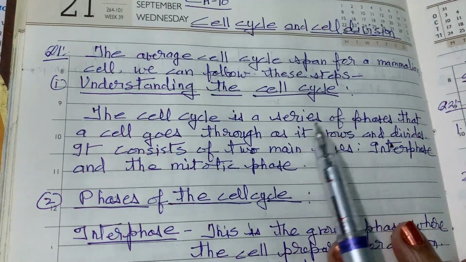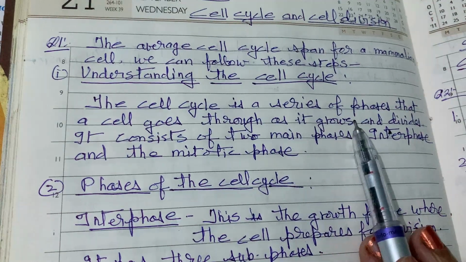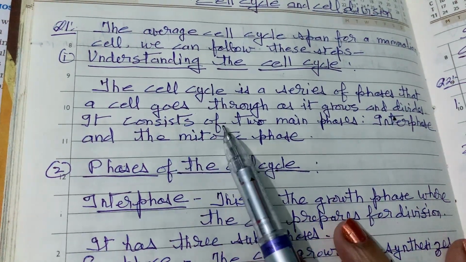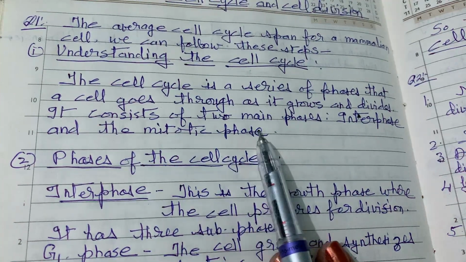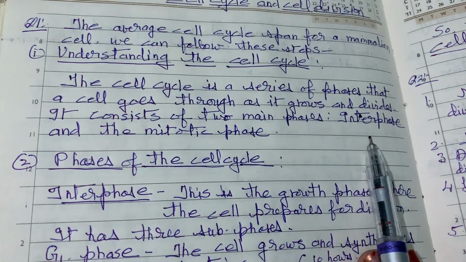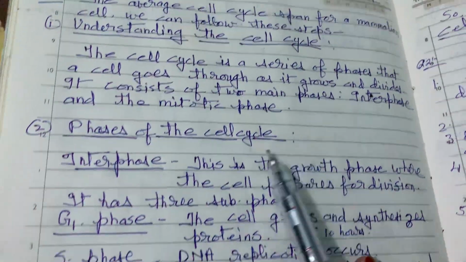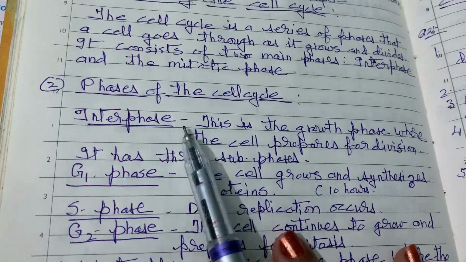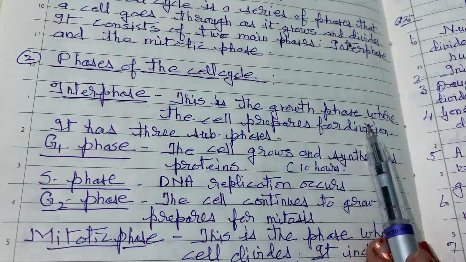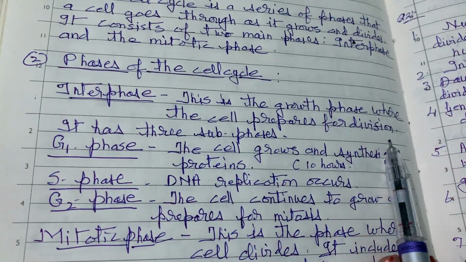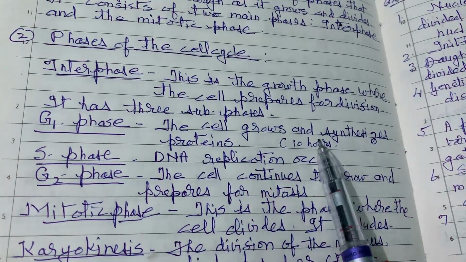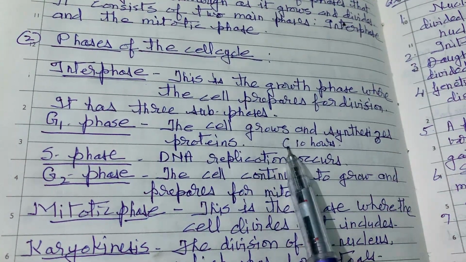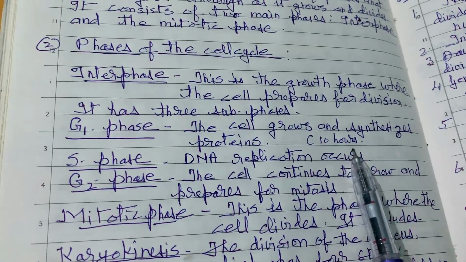Understanding the cell cycle. The cell cycle is a series of phases that a cell goes through as it grows and divides. It consists of two main phases, interphase and the mitotic phase. Phases of the cell cycle. Interphase, this is the growth phase where the cell prepares for division. It has three subphases. G1 phase, the cell grows and synthesizes proteins, lasts about 10 hours.